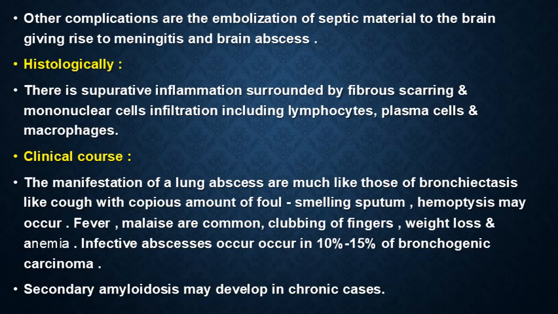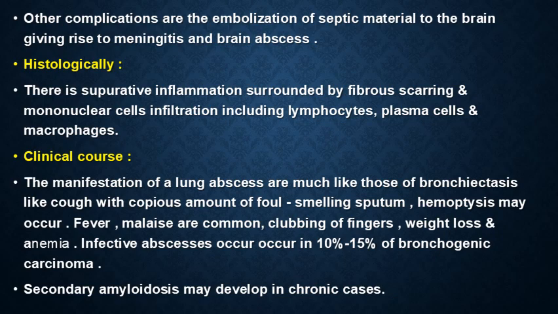Other complications are embolization of septic material to the brain, which gives rise to meningitis and brain abscess. Emboli of the lung abscess to the brain might lead to meningitis and brain abscess. Histologically, there is suppurative inflammation, necrotic tissue, and necrotic infective inflammatory exudate surrounded by fibrous scarring with mononuclear cell infiltration, including lymphocytes, plasma cells, and macrophages.